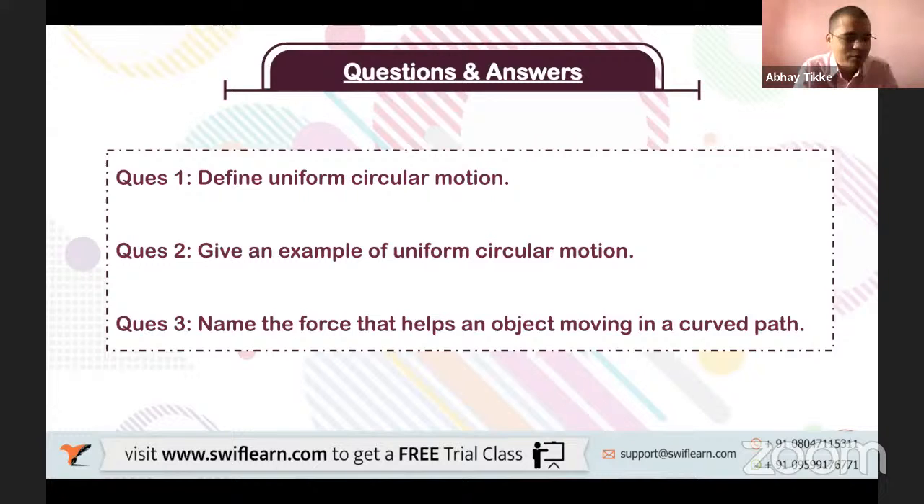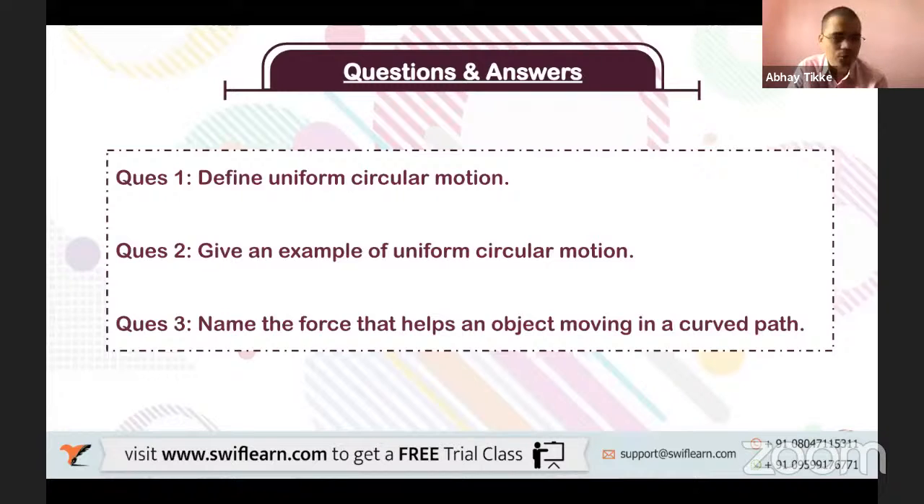The example: the moon rotating about the Earth, the Earth rotating around the sun, or satellites rotating around the Earth. These are a few examples of uniform circular motion, right? Then the third example is a race on a track. Very good. Thank you, Ayush. That's correct. Very good. Thank you.